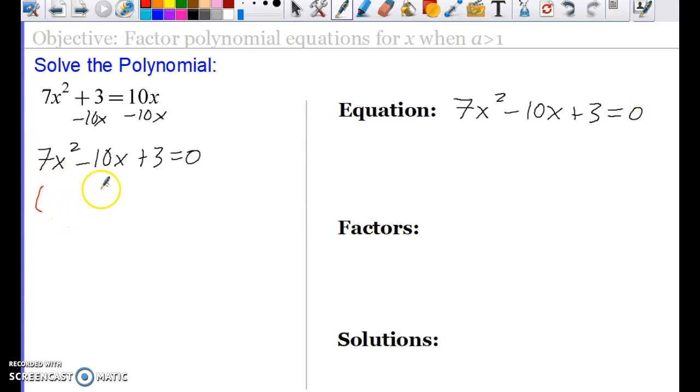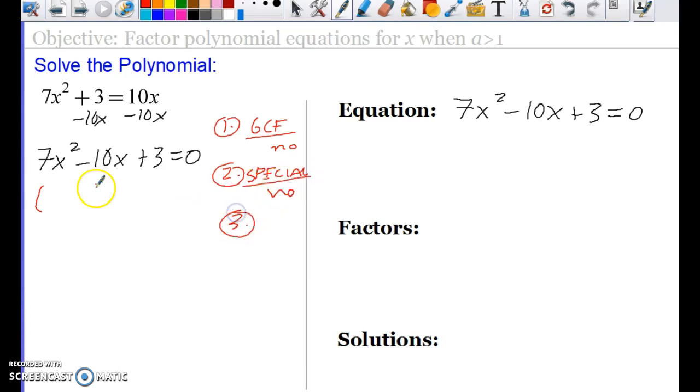So I look for a greatest common factor first. Nothing. There's no greatest common factor. You should be able to verify that. It's not a special case because there's no perfect squares. So no special case. So then I go straight to just factoring by guess and check. I know, again, we're lucky with all these prime numbers. 7x times x is my only choice for positive 7x squared. And I get positive 3 with a negative 10.